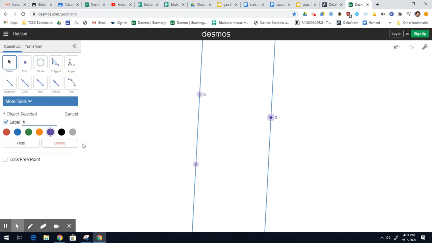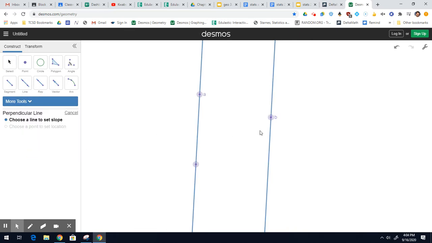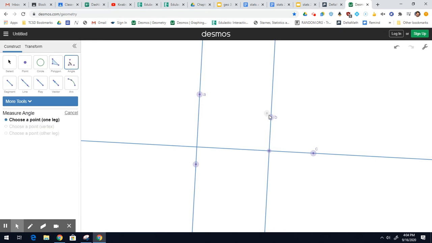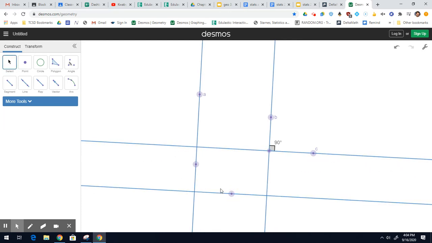And then it says B perpendicular to C. More tools, perpendicular. B perpendicular to C. And just to get extra practice, I love if lines are perpendicular, let's go ahead and mark them so. And then C parallel to D. More tools, parallel. C parallel to D. And there's D.